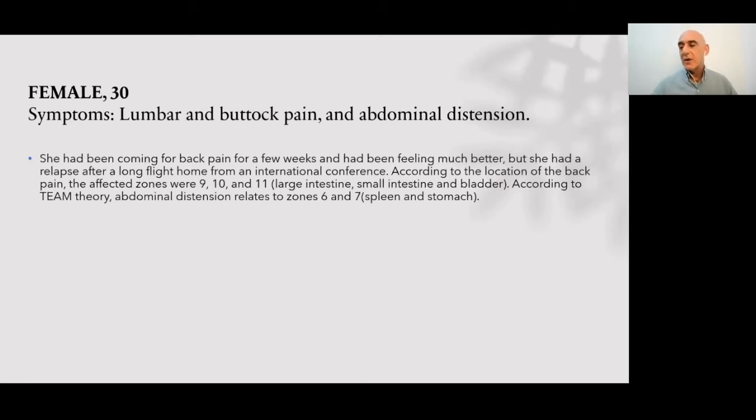And just as a quick mnemonic, zones 10 and 11 go over the sacrum. So if you misspell the number 11 in your mind, you can say, to treat the sacrum, choose zones 10 and 11. So 11 and sacrum is your mnemonic. So 10 and 11 is sacrum, 8 and 9 is lumbar. So yeah, those were the locations. And then her abdominal distension relates to spleen and stomach, according to team theory.